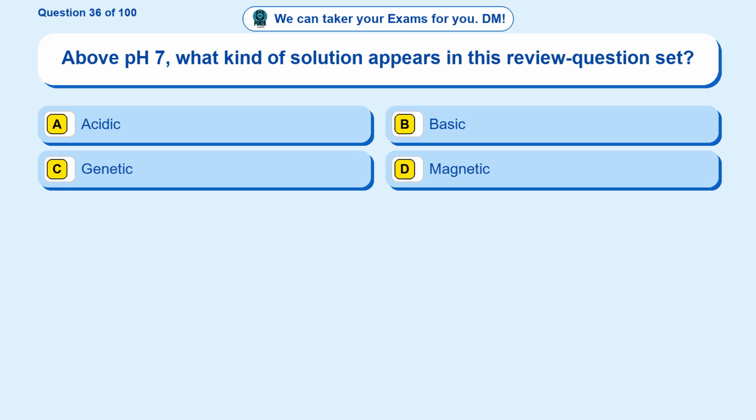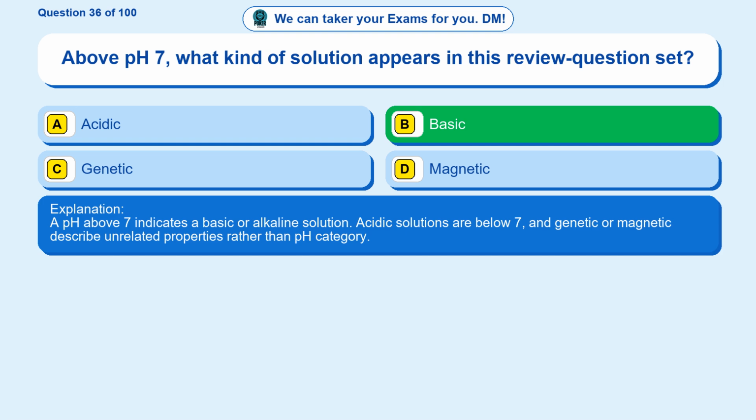Question 36. Above pH 7, what kind of solution appears in this review question set? Option A, acidic. Option B, basic. Option C, genetic. Option D, magnetic. The correct answer is option B. Basic. A pH above 7 indicates a basic or alkaline solution. Acidic solutions are below 7, and genetic or magnetic describe unrelated properties rather than pH category.